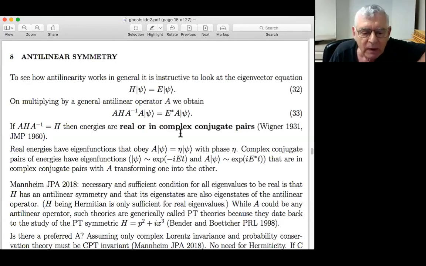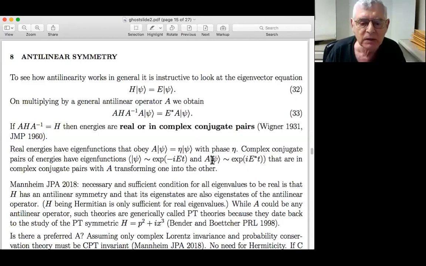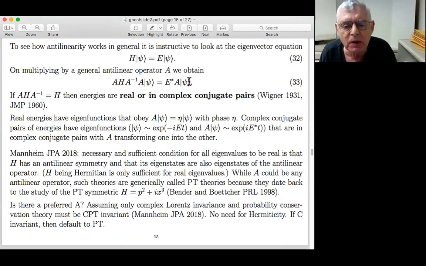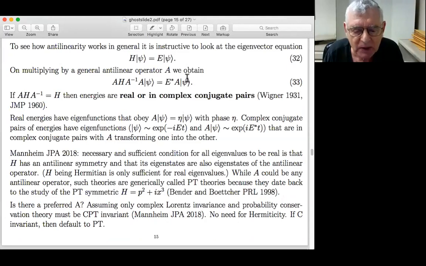I was able to show that antilinearity is necessary for all eigenvalues to be real. Hermiticity is only sufficient. And if the states are also eigenstates of the antilinear operator, then E is equal to E star and the energies are real. So the necessary condition is the Hamiltonian has to have an antilinear symmetry. The necessary and sufficient condition is that the eigenstates of the Hamiltonian are also eigenstates of the antilinear operator. So, when you see real eigenvalues, you shouldn't jump to the conclusion that the Hamiltonian is necessarily Hermitian. Now, this work dates back to work by Bender and Boettcher from 1998.